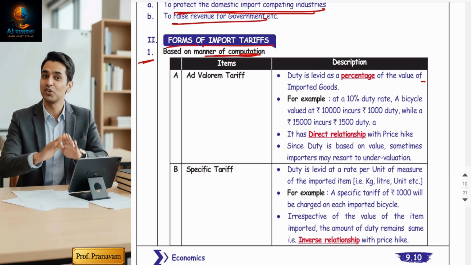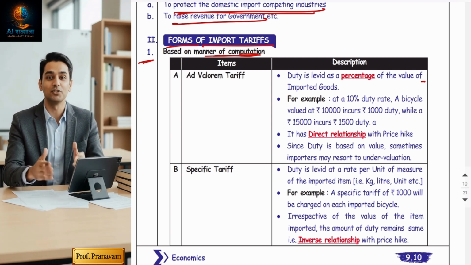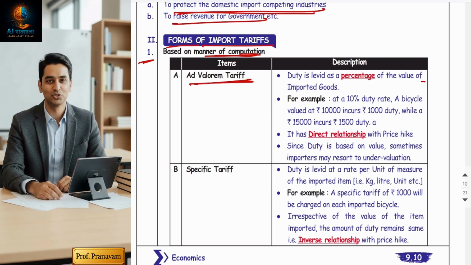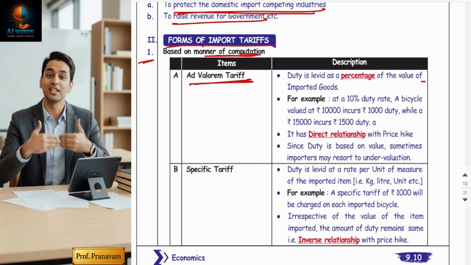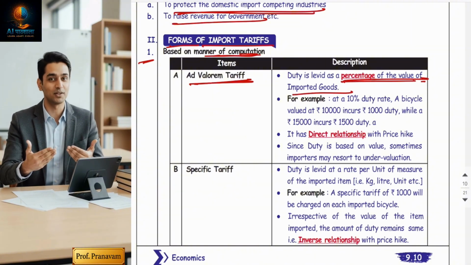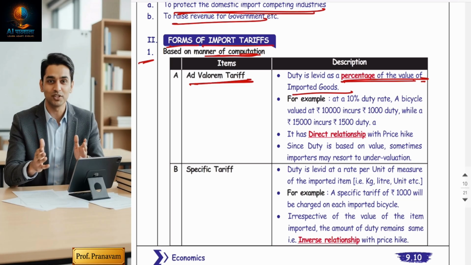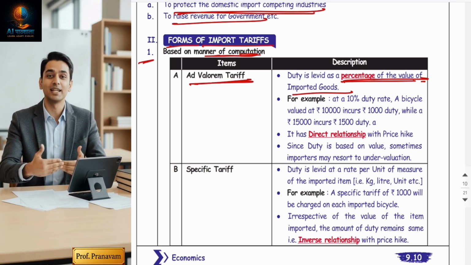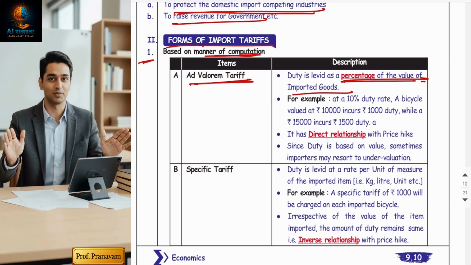The first and the very basic tariff is ad valorem tariff. Friends, an ad valorem tariff is a tariff levied as a percentage of the value of imported goods. The words ad valorem literally mean according to the value. How does it work? Let us understand.